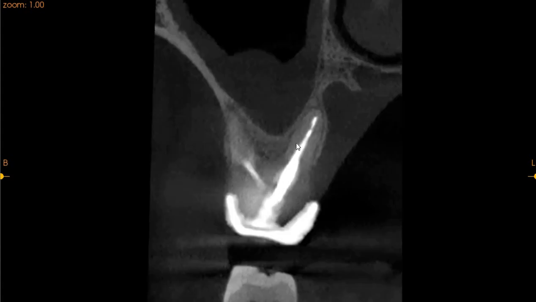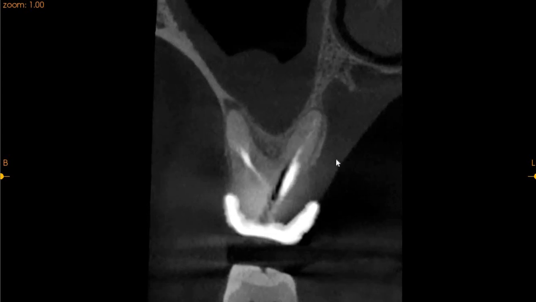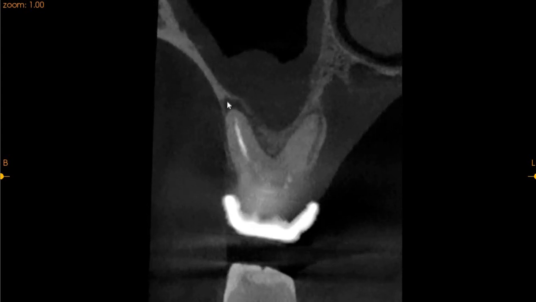So this is the palatal canal of the upper right 6. You can see major sinusitis here, no periapical radiolucencies here. Now this is the distal canal. The distal canal has a periapical radiolucency which is involving the sinus and it's draining into the sinus here, as you can very clearly see here.